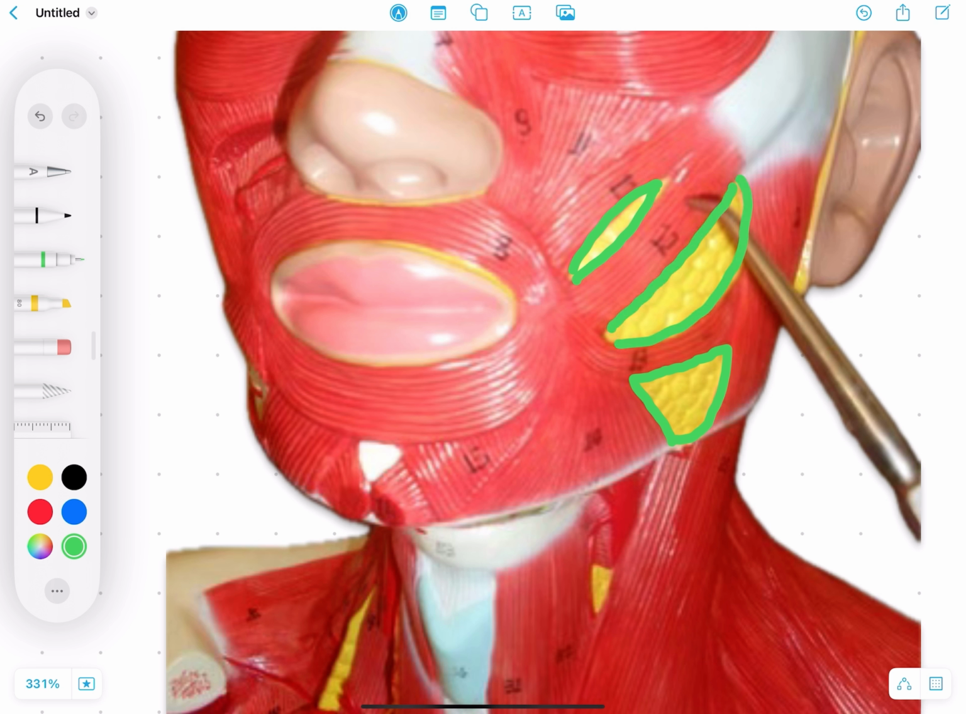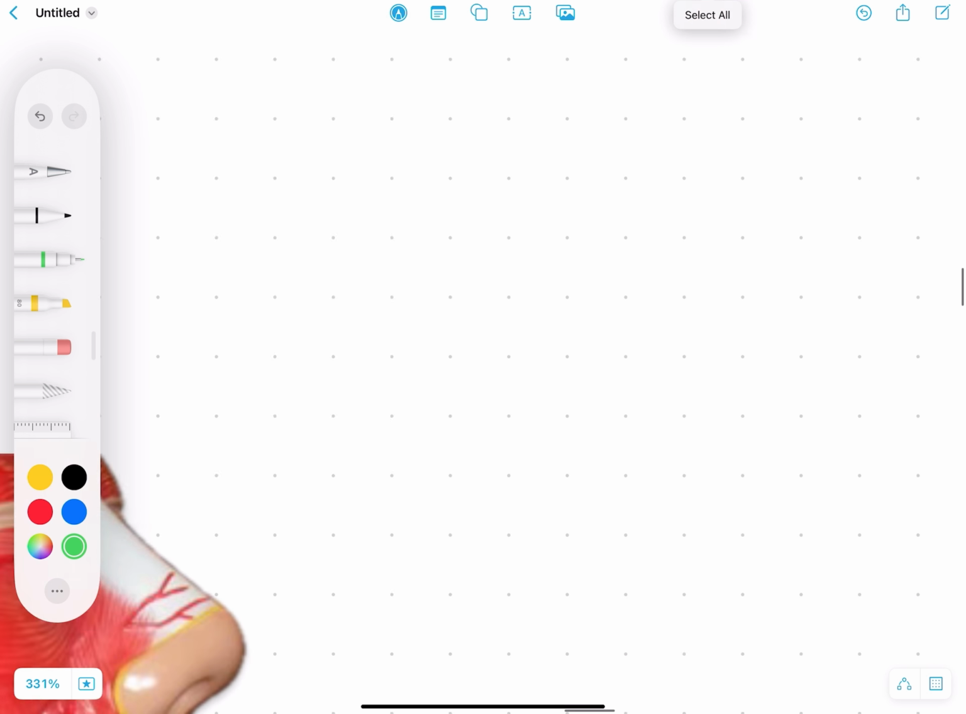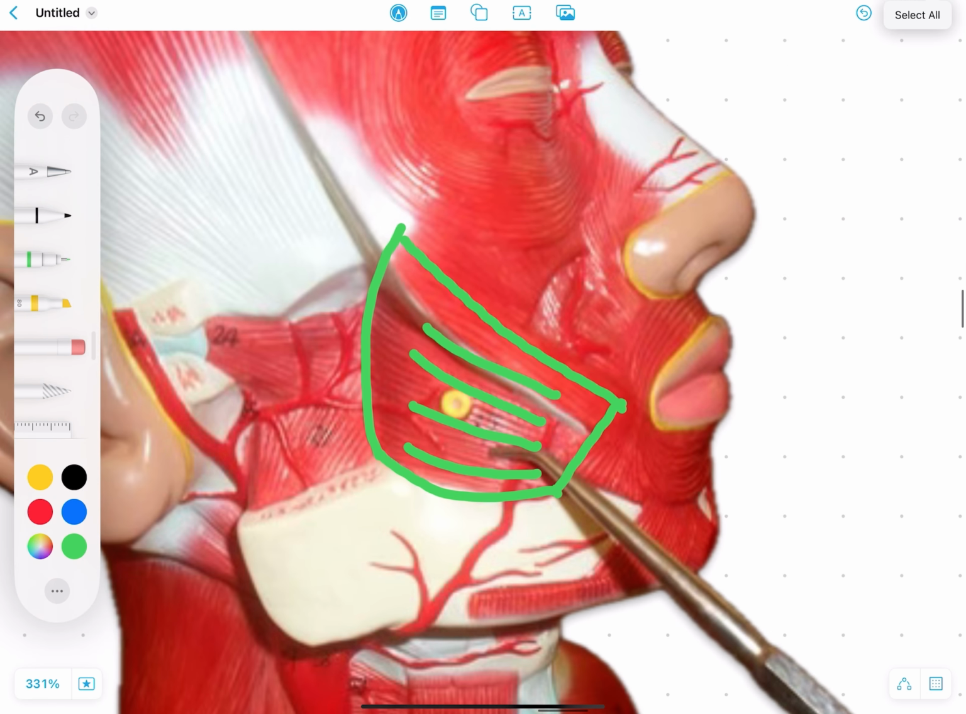And so this would be a superficial view of the muscles. And then if we were to go look at a deep view of the muscles, we would see the buccinator up under that fat pad there.